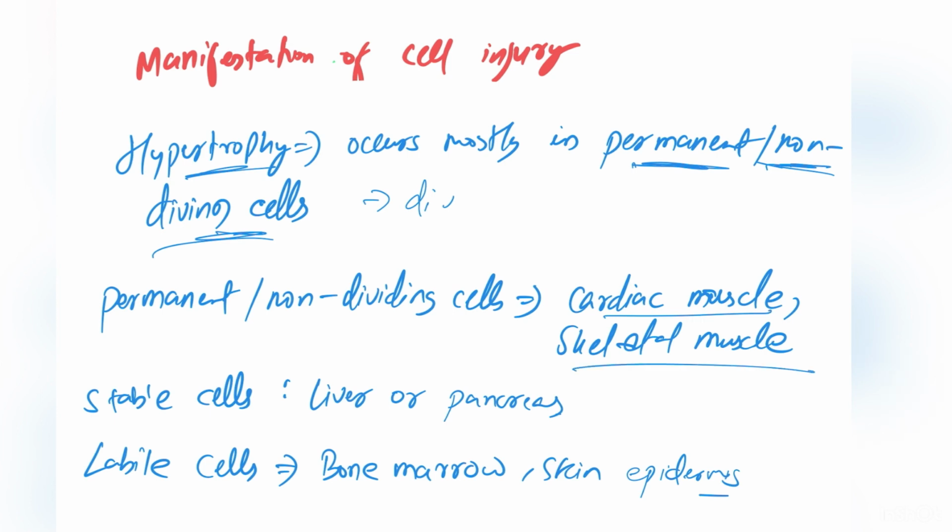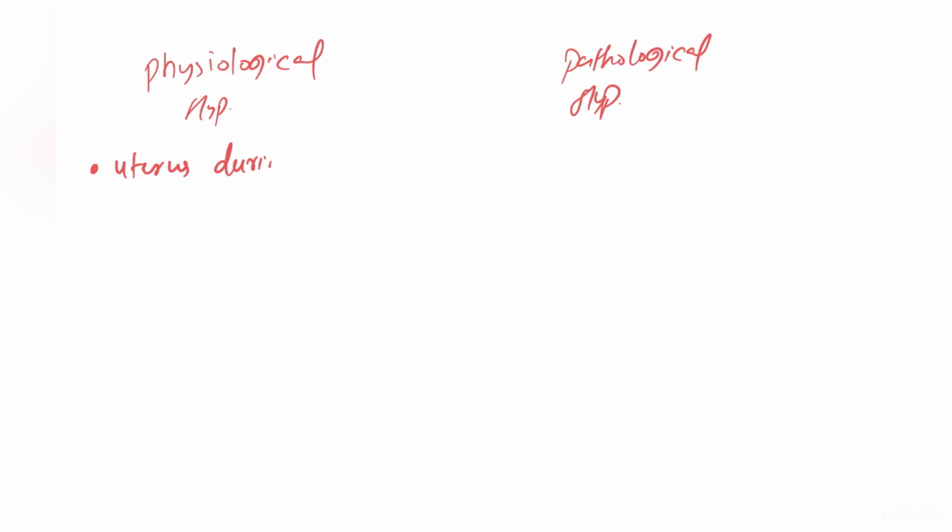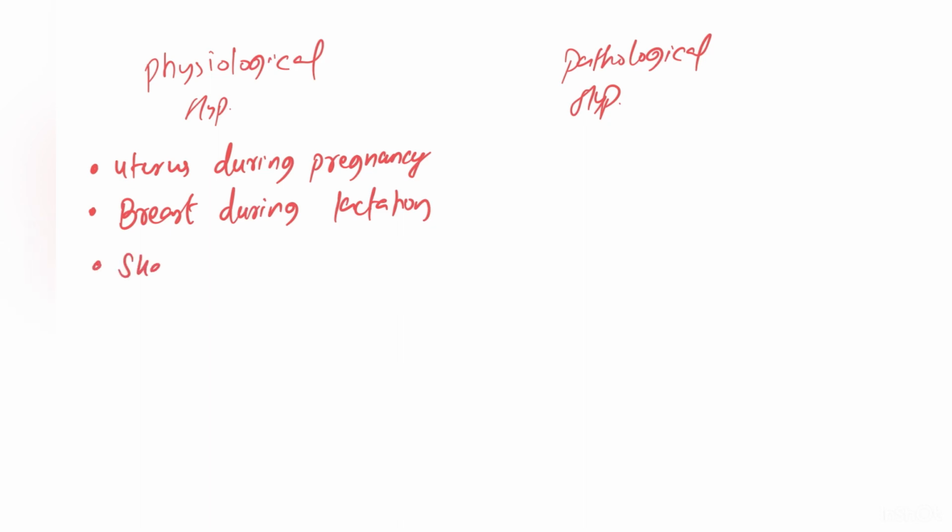Now let's talk about the types of hypertrophy. There are two types. One is physiological hypertrophy, and the other is pathological hypertrophy. Let's take the examples of physiological hypertrophy: uterus during pregnancy; second, breast during lactation; and the other one, skeletal muscles in bodybuilders. When we go to the gym, hypertrophy of skeletal muscles happens, the increase in the cell size.